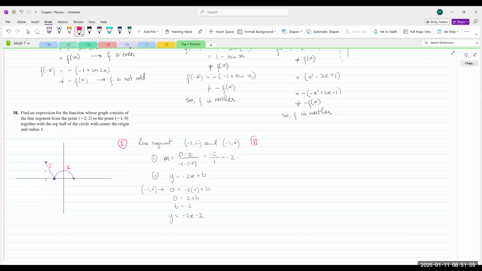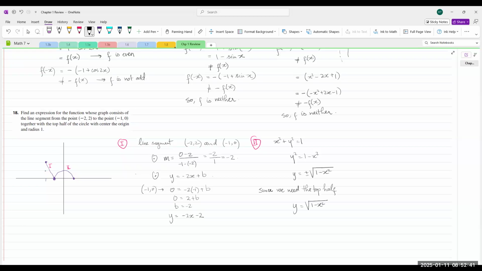Second part, it's a circle centered at the origin with radius 1. The circle centered at the origin with radius 1 has equation x^2 + y^2 = 1. However, we need to get the top half. So y^2 = 1 - x^2, y = plus or minus the square root of 1 - x^2, since we need the top half only. We take the positive branch.